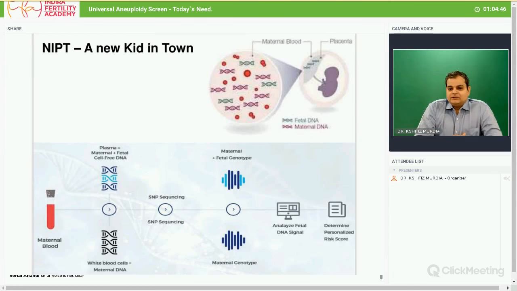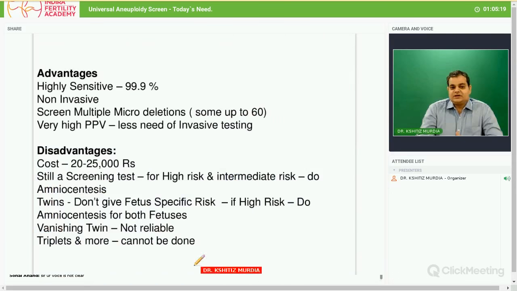The latest in town is NIPT. It's a newer test which depends upon the detection of cell-free fetal DNA. These are trophoblastic cells which break down from the trophoblast and come into the mother's circulation, and that fetal DNA is compared against the maternal genome, the lymphocyte genome, through the SNP process, and the risk is assessed. This is a very highly sensitive test. The advantage it carries is that it has a detection rate of 99.9%.